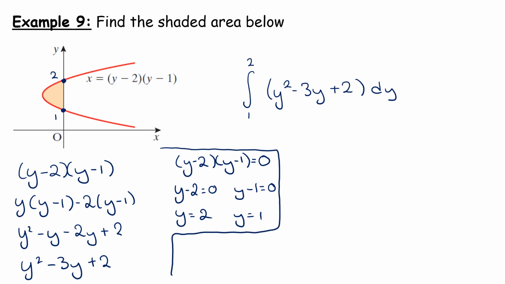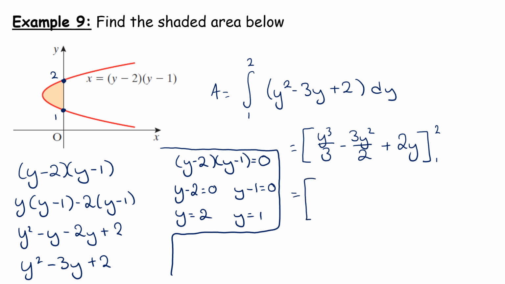So we have a little bit of work to do from our graph. So again, nothing terribly difficult, but just a little bit of thinking required. So let's integrate. So add 1 to my power, divide by my power, add 1 to my power, divide by my power, and here we have 2y. We're integrating between 1 and 2, so this is my area.